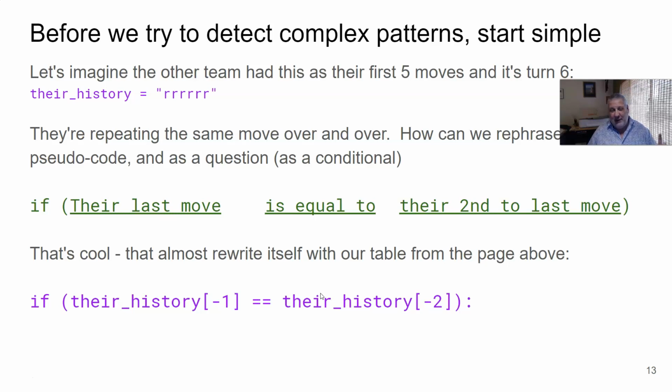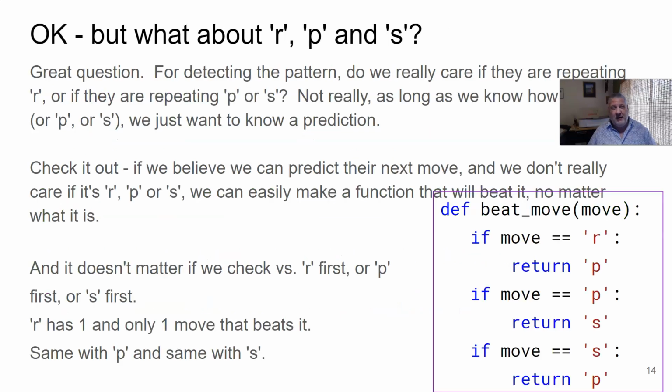Okay, cool. Now we've detected the pattern. Oh, but I don't see rock or paper or scissors here. Do I care? Great question. I actually don't care. I'm detecting a pattern. If I know they're repeating, do I really care if they're repeating rock or paper or scissors? No, I kind of don't. It's a basic pattern, easy for me to detect using their_history[-1] and their_history[-2].